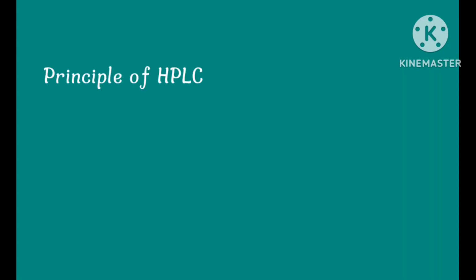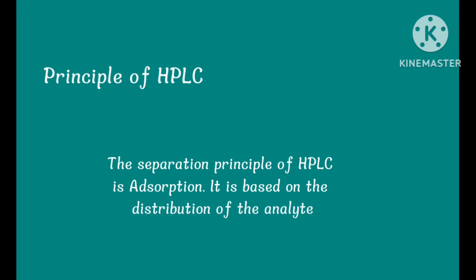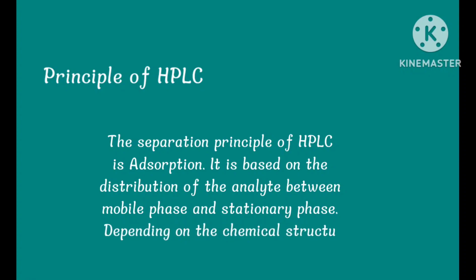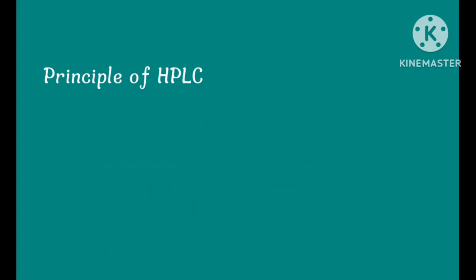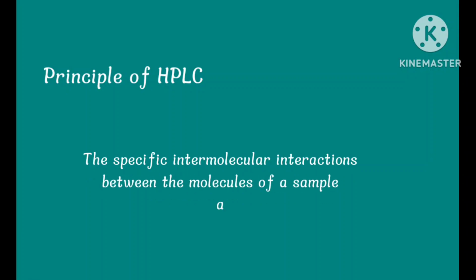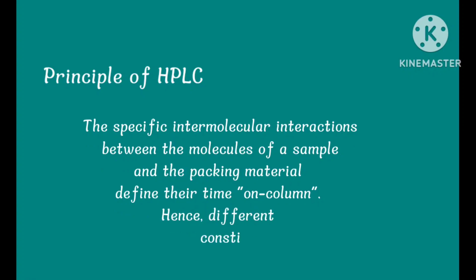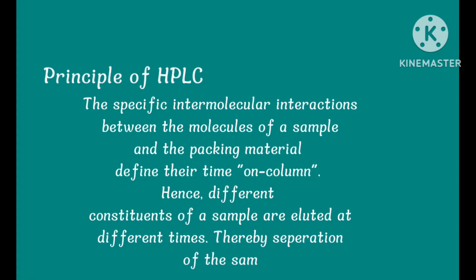The separation principle of HPLC is adsorption. It is based on the distribution of the analyte between the mobile phase and stationary phase. Depending on the chemical structure of the analyte, the molecules are retarded while passing the stationary phase. The specific intermolecular interactions between the molecules of a sample and the packing material define their time on column. Hence, different constituents of a sample are eluted at different times. Thereby, the separation of the sample ingredients is achieved.